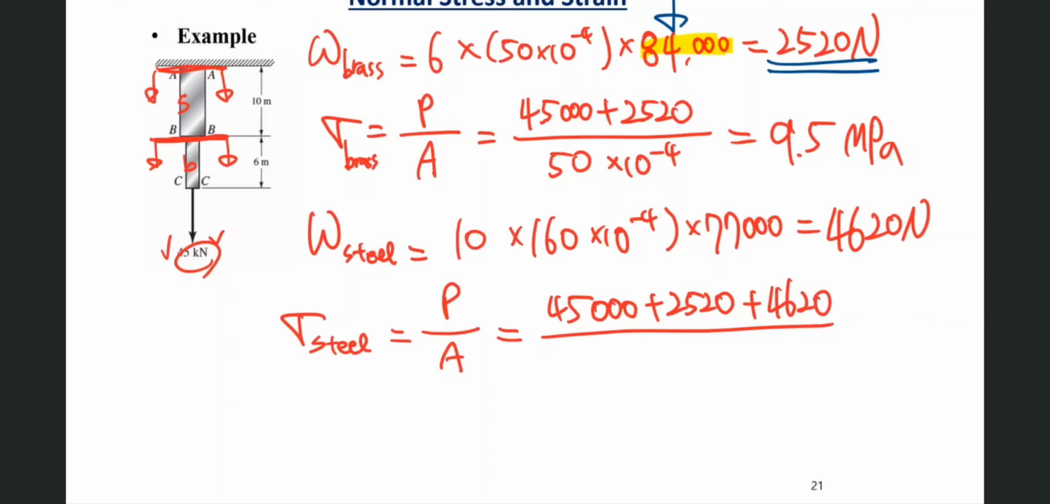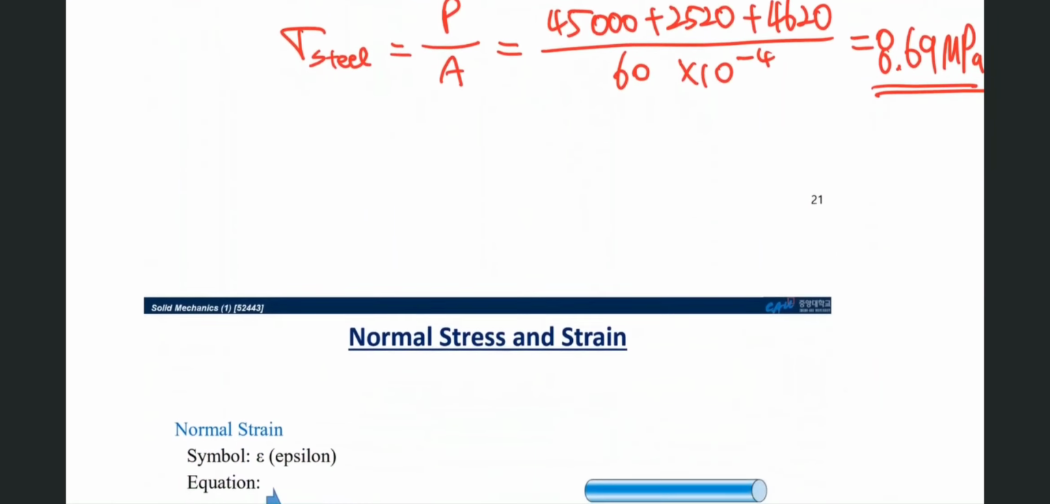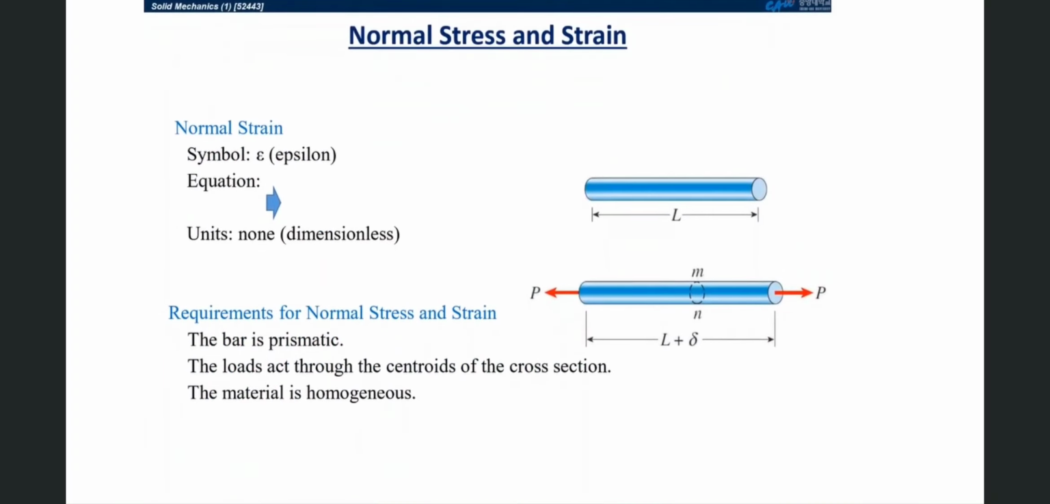And overall the steel section cross-section area is already given, right? 60 times 10 to the minus 4. So eventually we can obtain this value as the normal stress of the steel bar. So using the basic equation of stress, sigma is equal to P over A, we can solve this kind of problem. Okay, then let's move on to the next concept, which is the normal strain.